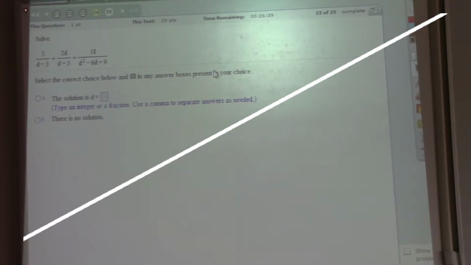So you got to multiply through by d minus 3 quantity squared. That's going to leave you with d minus 3 with the 3, d minus 3 with the 2d, and 18 on the other side. But all of you already have that, right? Not yet. I was going. Wake up, Dana.